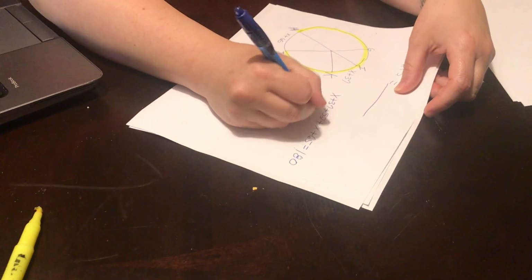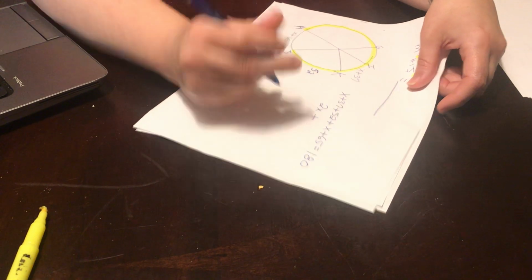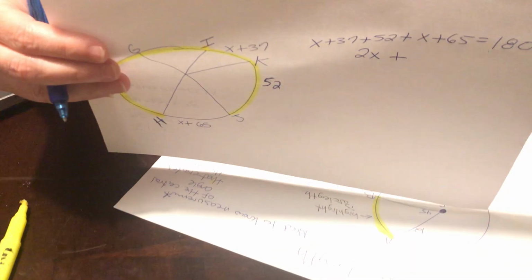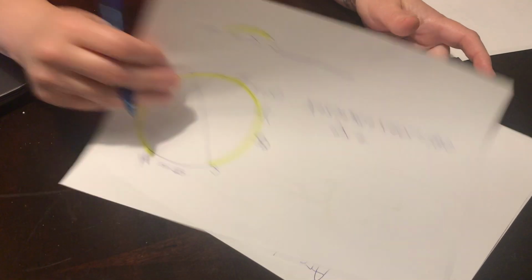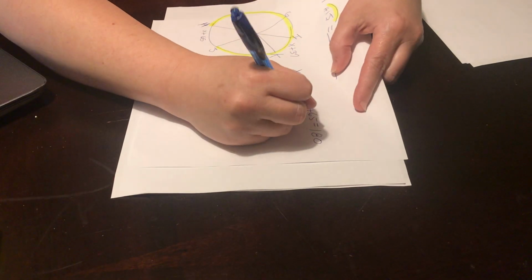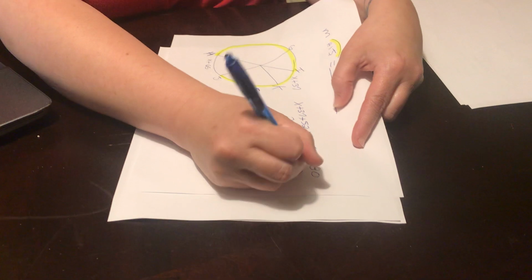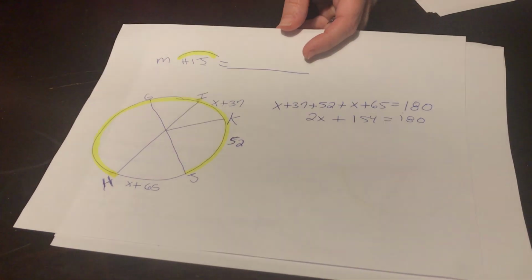Okay, now let's go ahead and solve for x. We're going to combine. You have x plus x, of course, that's 2x. And then if you add the rest of it together, you get 154. Okay, just like that. Jody, you can come out here.